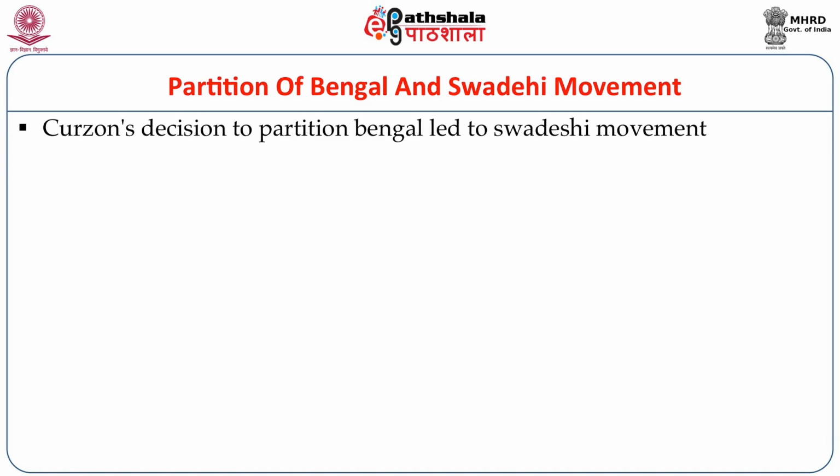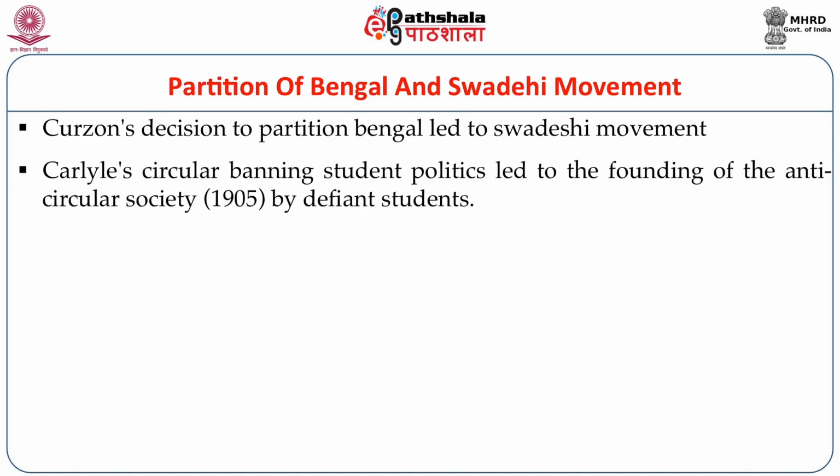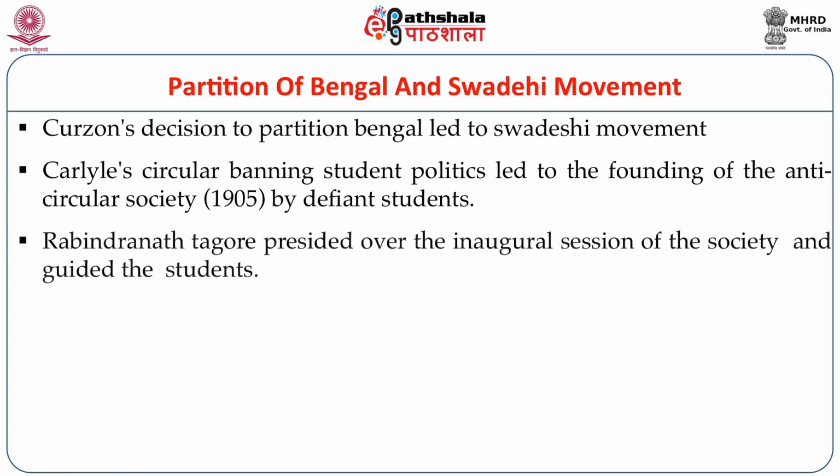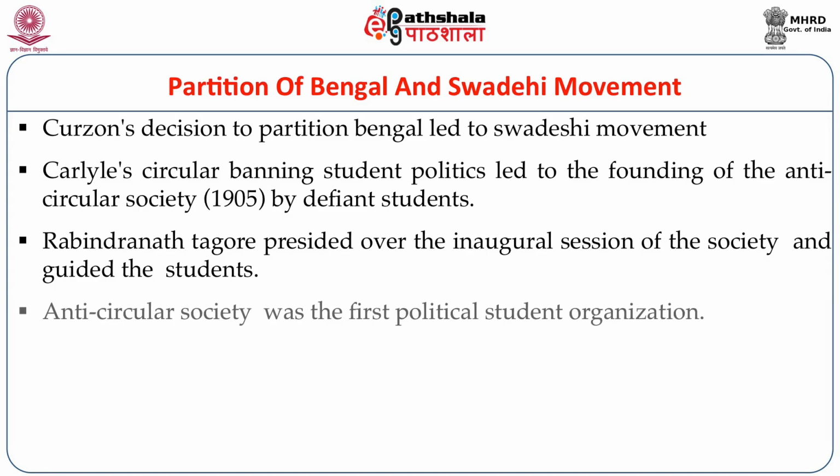Curzon's decision to partition Bengal was challenged by the Bengalis. They started the Swadeshi movement. Carlyle's circular banning student politics was challenged by the students. They formed the Anti-Circular Society. Rabindranath Tagore presided over the first session, that is the inaugural session of the society, and he encouraged the students. The Anti-Circular Society was the first political organization of students.